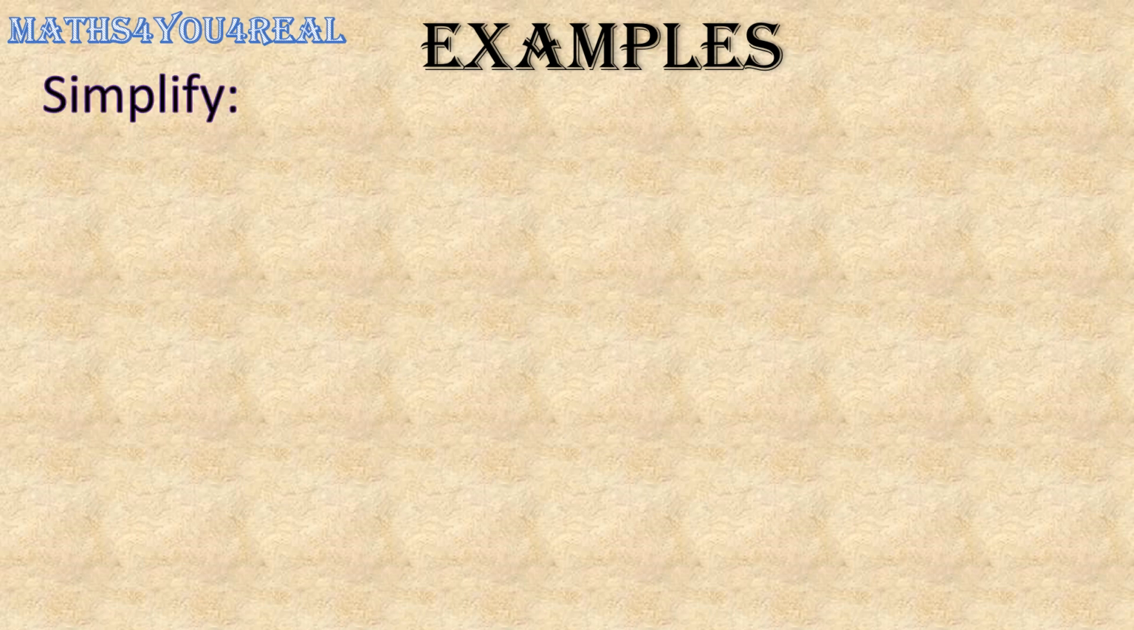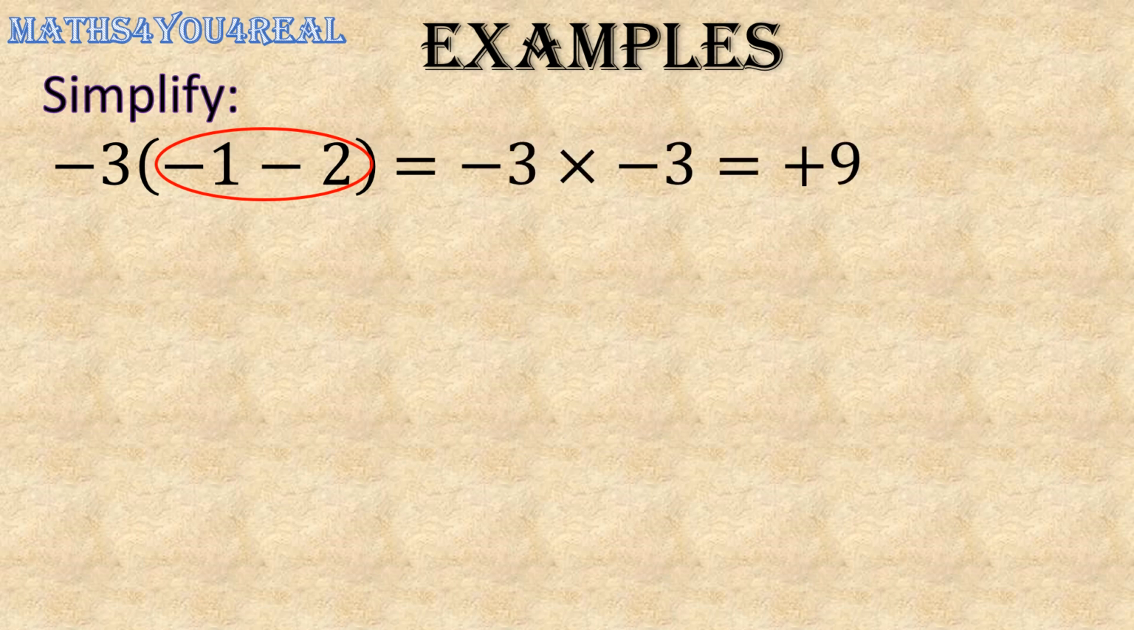Examples. Simplify. First, we remove the bracket by simplifying its content. That is adding -1 and -2. The bracket turns to multiplication, thus multiplying -3 and -3 gives +9.